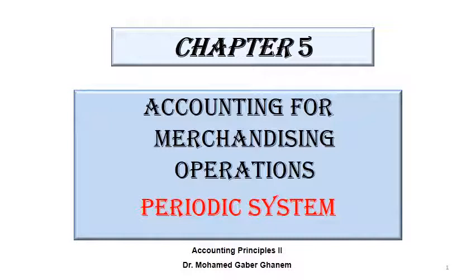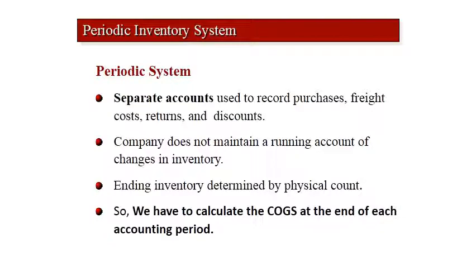We will continue chapter 5, accounting for merchandising operation. We already studied the perpetual system. The periodic system uses separate accounts, and we will now continue with the periodic purchase system transactions, such as purchases, freight cost, return and allowance, and discount.